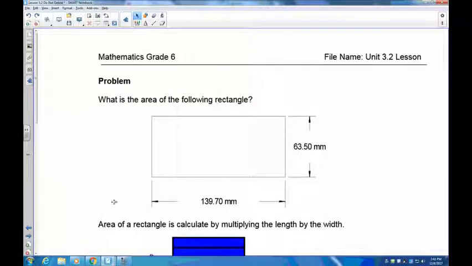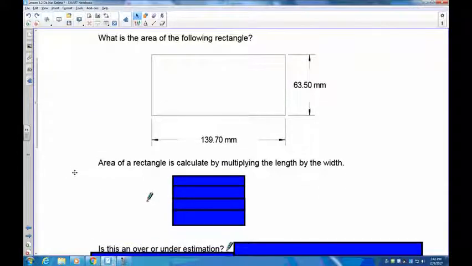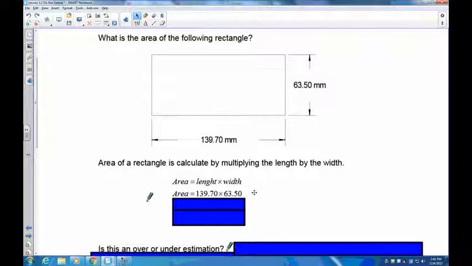All right, moving on. Here's a rectangle. Now remember, the area of a rectangle is calculated by doing the length times the width, complete with a spelling error. So we have the length times the width. We know that our calculation is going to be 139.70 times 63.50. Now I'm going to change these into compatible numbers so that I can work with them. This is going to be a little more difficult because there's not many numbers around 139 and 63 that I can really work quickly with in my head, so I'm going to have to do some changes here.